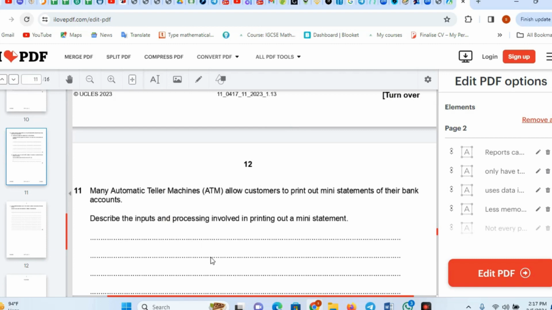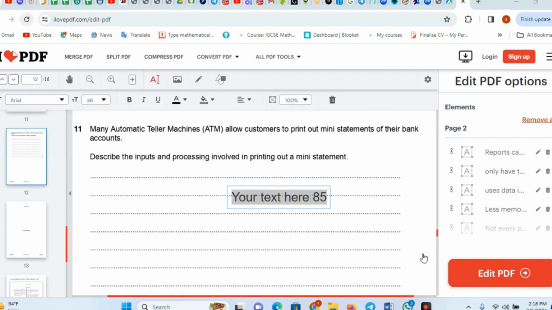while printing out your mini statement. Okay, so the number 1 is what? You are going to insert your card, right? We all know that, right? Because without your card, you can't do anything. So the first procedure is to insert your card. Insert card. That's the first procedure that you are going to go through.